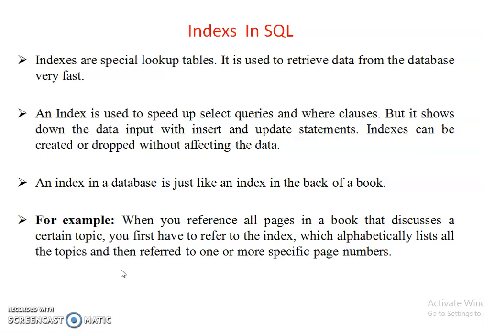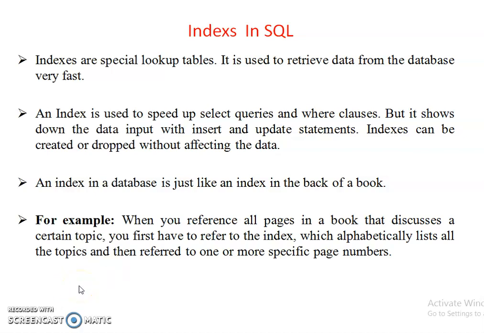An index can be created or dropped without affecting the data. An index in a database is just like an index in the back of a book. For example, when you want to reference all pages in a book that discuss a certain topic, you first have to refer to the index of the book, which alphabetically lists all the topics and then refers to one or more specific page numbers. So it's nothing but the index.